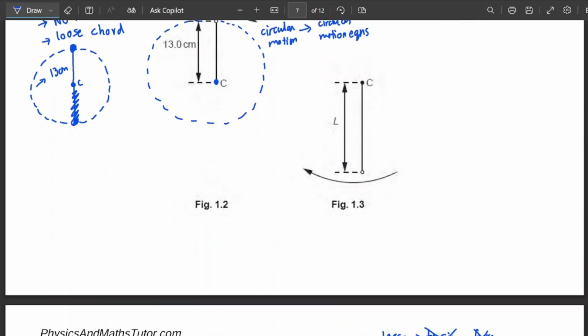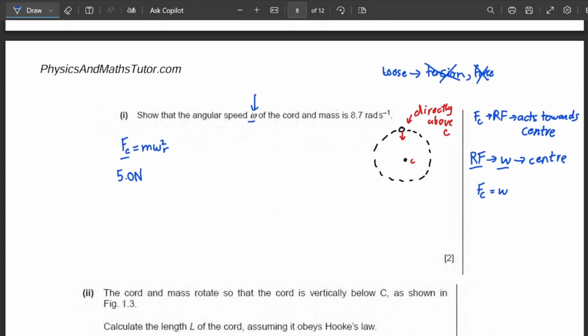Yes, it was 5 newtons. So this is going to be our force, and our mass is going to be 5.0 divided by 9.81. Then r is the distance that the mass is away from the center, and this was 13 centimeters because that's how long the cord is at this point. I'm just going to convert that into meters and write 0.13 omega squared.